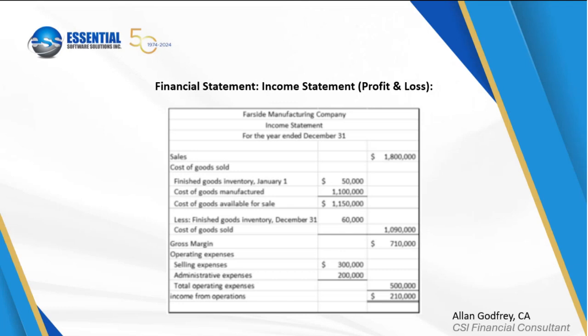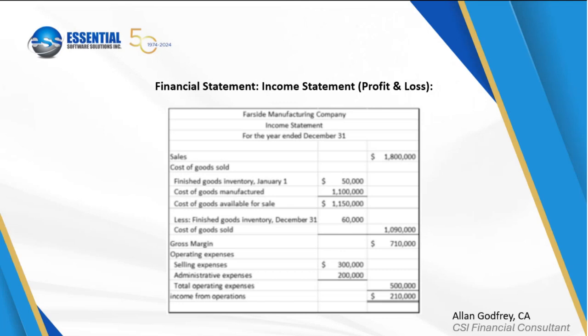Maybe we're going to add some labor into that. Maybe we'll add some depreciation off of our equipment. Things like that would get added into the cost of goods sold. And then from that, we get a gross margin, $710,000. Then we take that value and divide it by the sales.